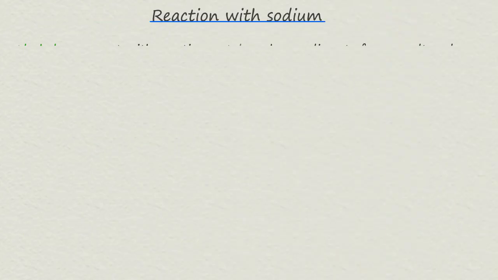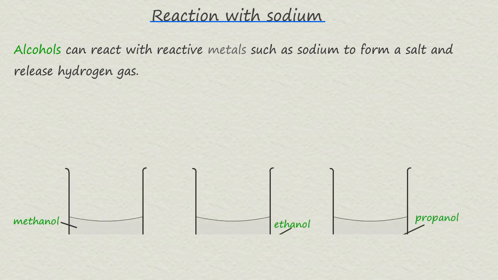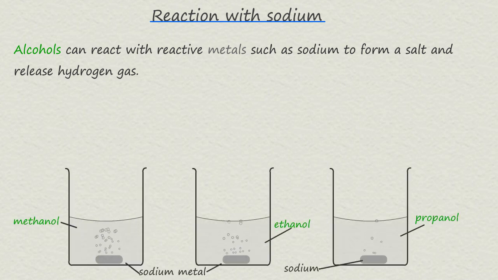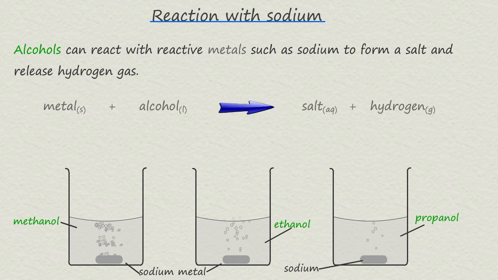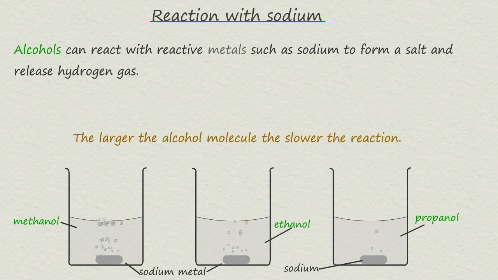Alcohols can also react with reactive metals such as sodium. These reactions are similar to the reactions of these reactive metals with water in that they form a salt and release hydrogen gas, but these reactions are much slower. Now, the general trend that you find in these reactions is the larger the alcohol molecule, the slower will be the reaction with the reactive metal. So methanol, the smallest alcohol molecule, will react the quickest, while the reactions of ethanol and propanol will be much slower.